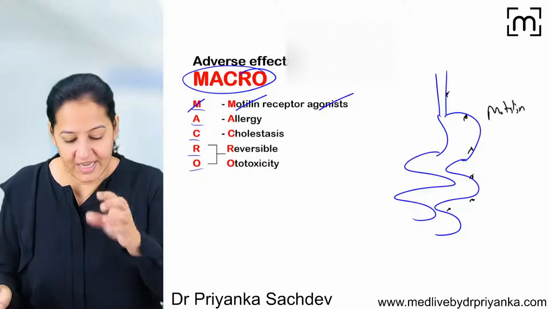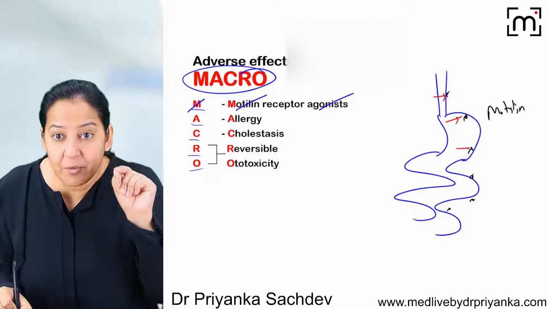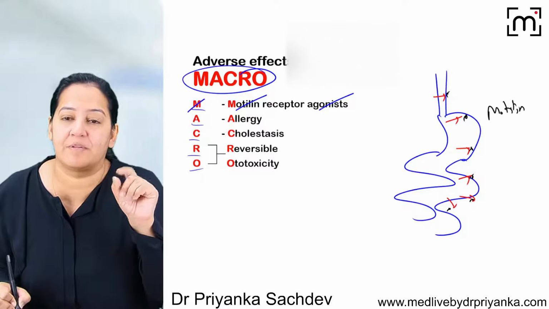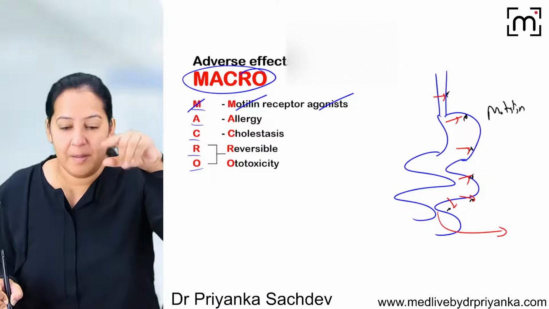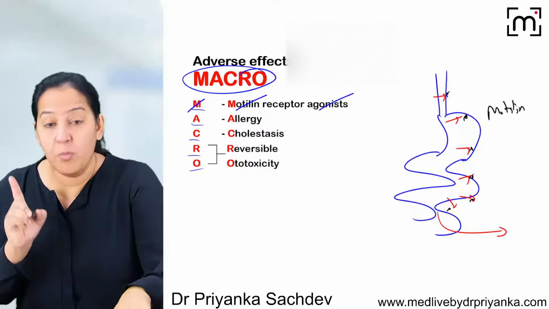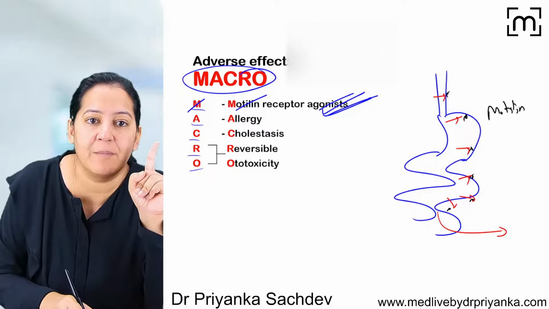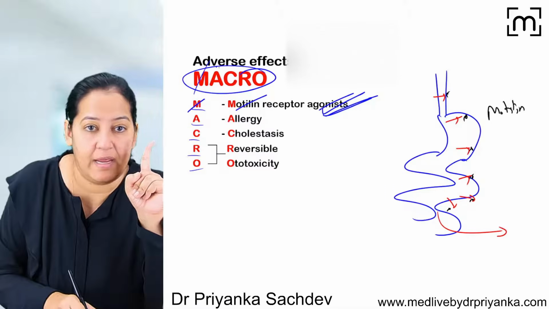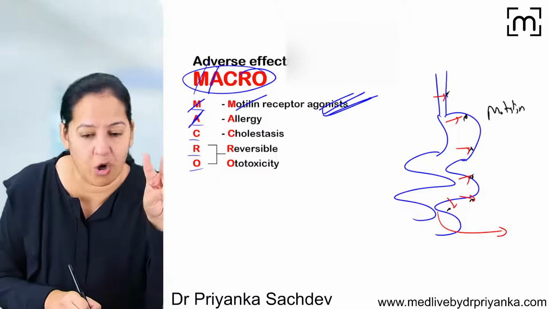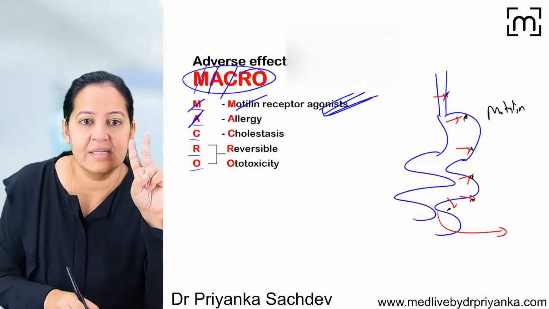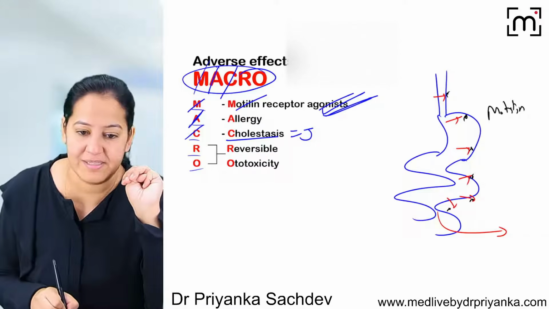So whenever we are taking erythromycin, it will go and stimulate these receptors. It is an agonist for these receptors. Once stimulated, they will cause peristalsis, so the patient can have diarrhea. Got my point? M is for motilin receptor agonist. A is for allergy. Allergy is hypersensitivity. I told you, allergy or hypersensitivity is there in all antibiotics. It's a side effect. C is cholestasis, that is jaundice. It causes jaundice also.